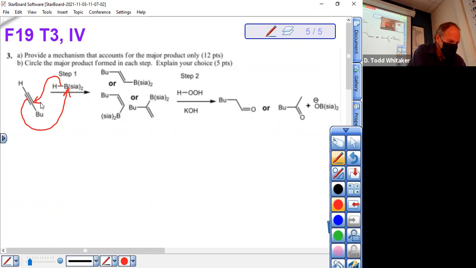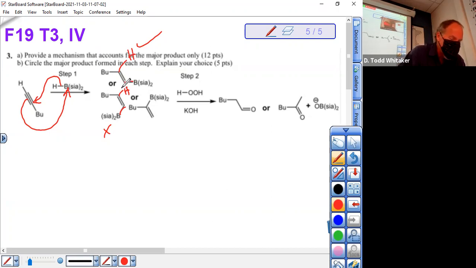Syn addition, which one puts the H and the B on the same side? I'm going to be clear. H and the B are on the same side here. Check. H and the B are on opposite sides here. No good. That's anti. This reaction's syn. Why? Both of these bonds happen at the same time. Any mechanism where both of the bonds happen at the same time is syn, with the new groups on the same side.